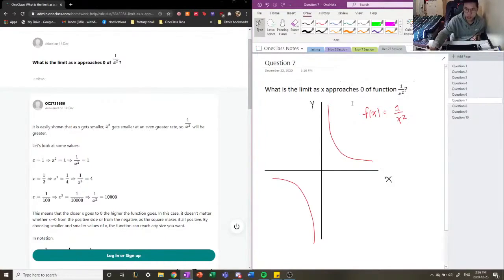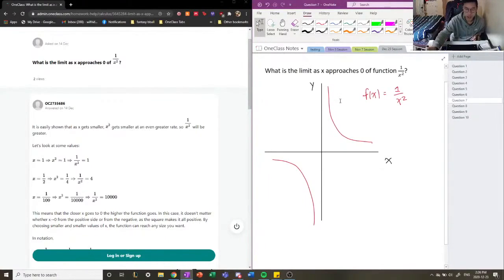So as x approaches 0 of the function, we can calculate the limit from both sides, okay? So we calculate the limit from one side. Oh, wait, actually, you know what? This is not right. I just realized something. It's 1 over x squared. So it should be this.